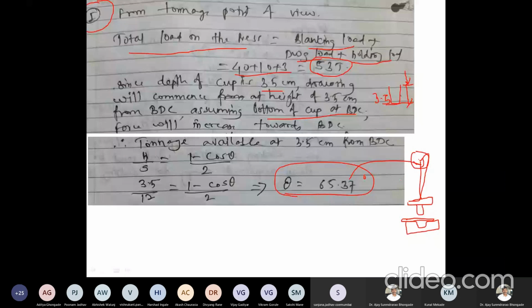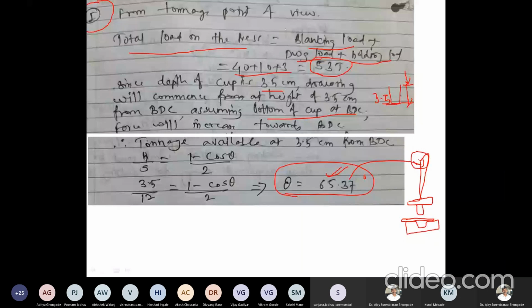So what is the beginning force? That beginning force can be worked out from this position, right? So we get the position of theta when we start the drawing operation. That position of theta, the position of the crank, is 65.37. So with that, now we have to work out what is the force.